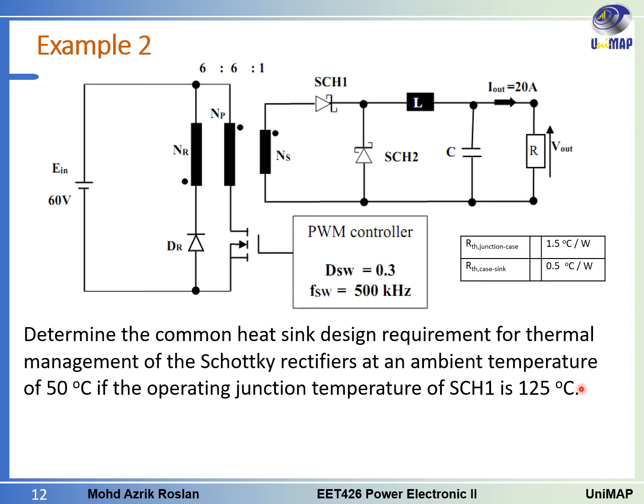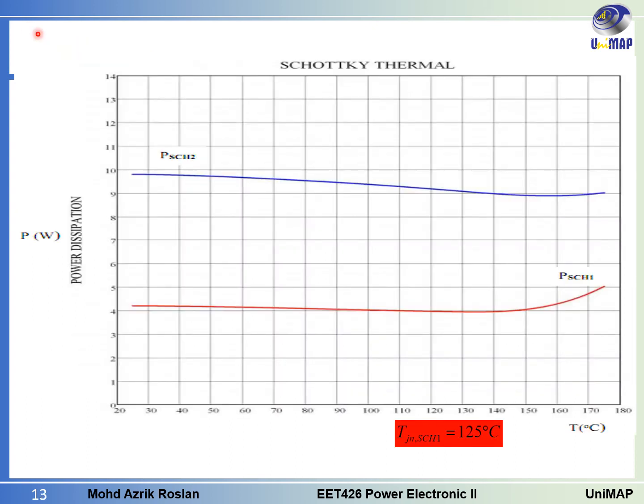This is another type of question that can be given. Now that we know the temperature of Schottky 1 is already given, which is 125 degrees C, straight away we can draw a straight line here. Then we draw a straight line to the y-axis, and we get the dissipated power at this temperature, which is 4 watt.